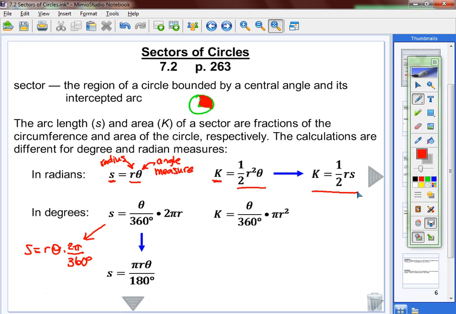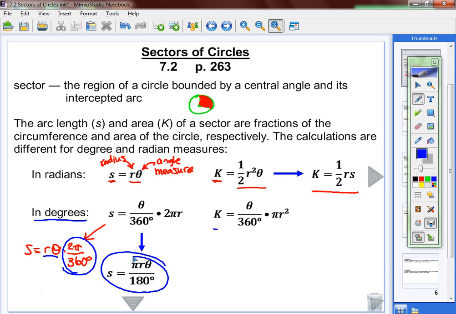If you're measuring in degrees, then we take these formulas for radians and we multiply them times the conversion factor of 2 pi over 360, which I had written down here, 2 pi over 360. So we have the radius times theta times 2 pi over 360, which when simplified gives us this, that the arc length equals pi r theta over 180.